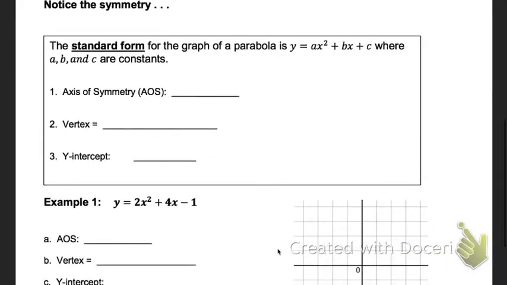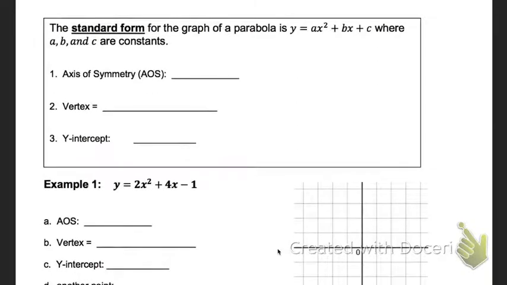So standard form, and this is kind of what we skipped over last unit, but we're coming back to. Standard form is when you see something that looks like this, A, B, and C. To solve it, we would use the quadratic formula using A, B, and C. But if we're just wanting to graph it, we don't have to change it into vertex form to graph. You can graph just from looking at the equation that looks like this.